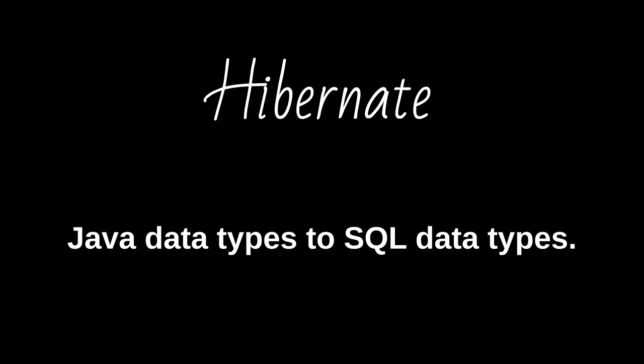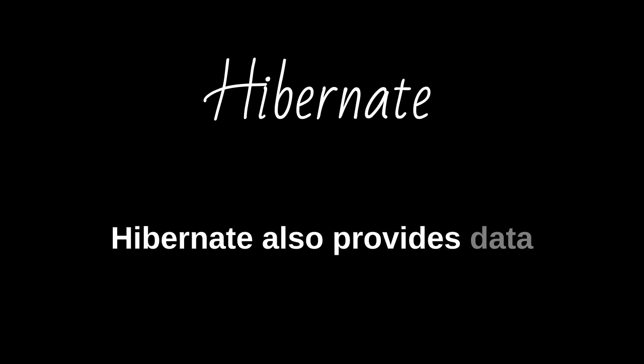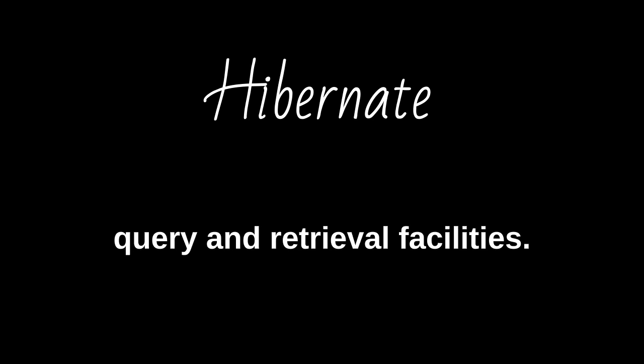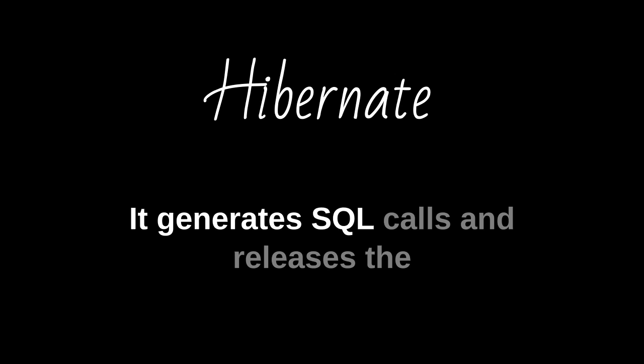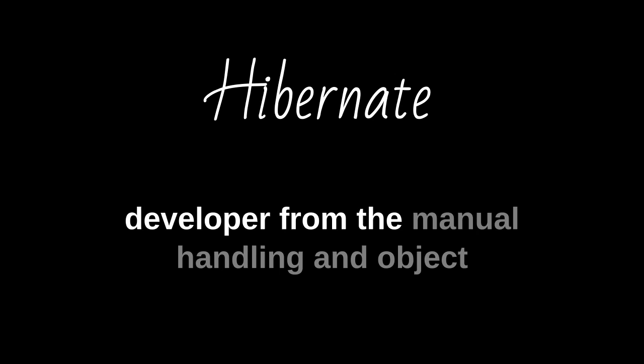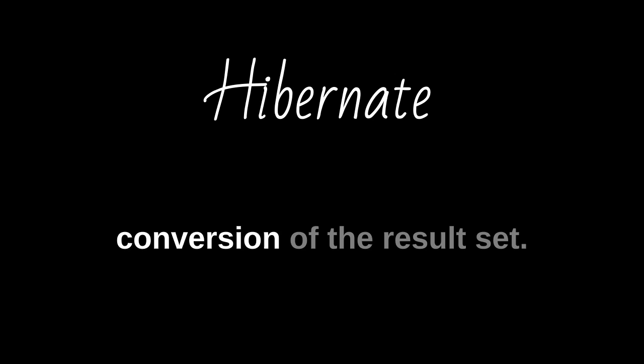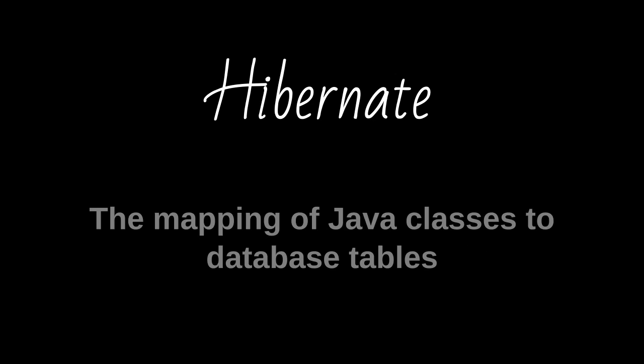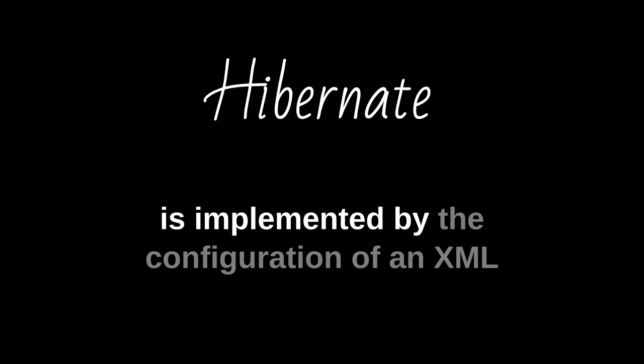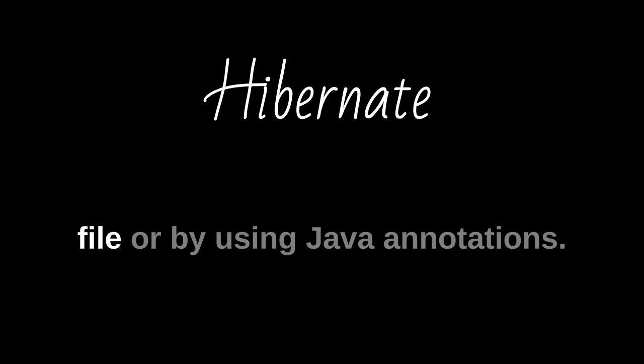Hibernate's primary feature is mapping from Java classes to database tables, and mapping from Java data types to SQL data types. Hibernate also provides data query and retrieval facilities. It generates SQL calls and relieves the developer from the manual handling and object conversion of the result set.